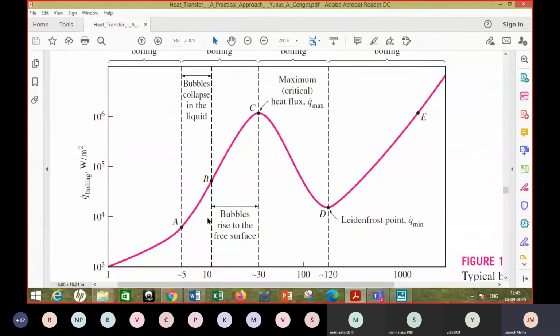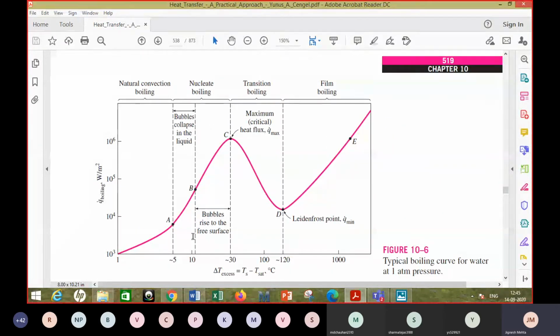Now, if you are able to maintain your surface at a temperature higher than 105, and this is, let's say, somewhere around 15. So here is point A and point B. Between point A and point B, what you will see is that bubbles collapse in the liquid. So bubbles are generated, but they collapse in the liquid.